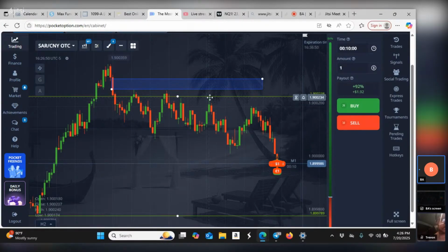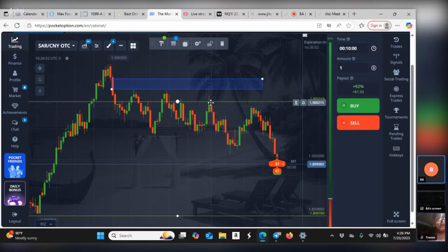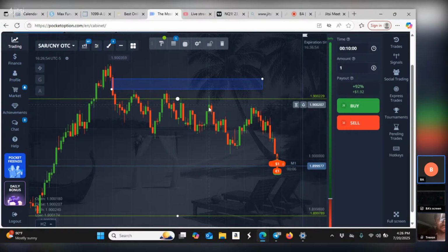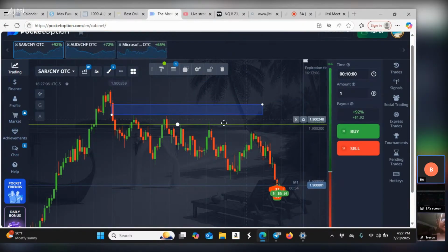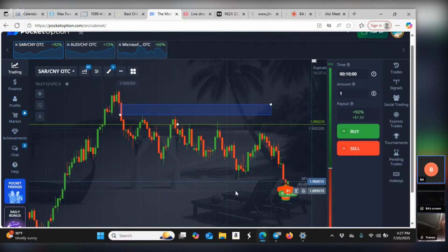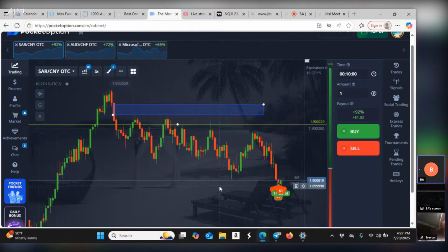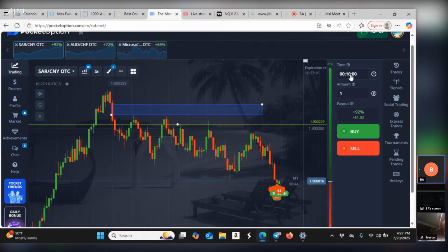So if you got your entry somewhere up here, you have nothing to worry about. The only thing you have to worry about is your time going down on the trade. That's why I do 10 minute trades, because I'm expecting a big move down, like a big reversal. So I'm giving myself time to win versus doing a 1 minute trade.